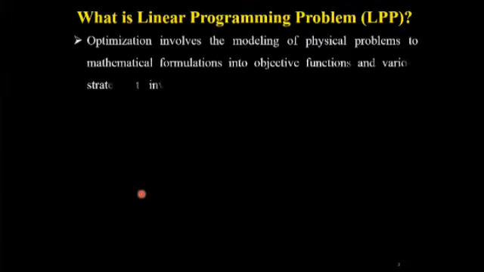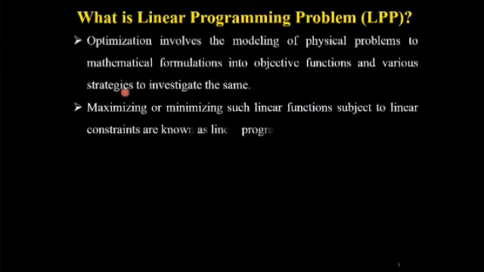So the very basic type of optimization problem is the linear programming problem, and this optimization involves modeling of physical problems into mathematical formulations, into objective functions, and various strategies to investigate the same. Then what does linear programming mean? Minimizing or maximizing such linear functions subject to linear constraints is known as linear programming.